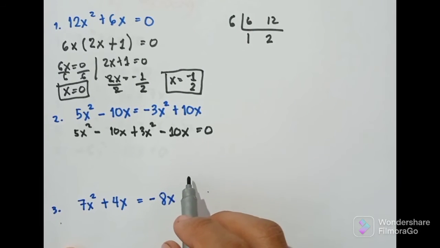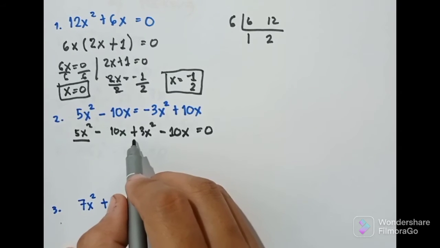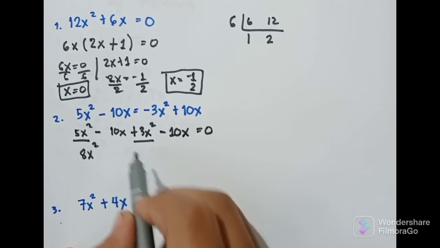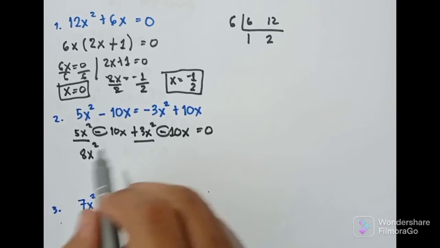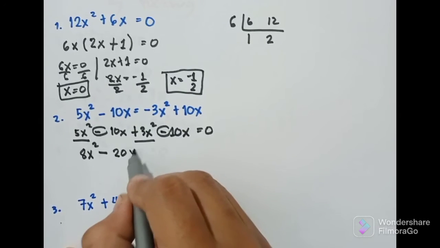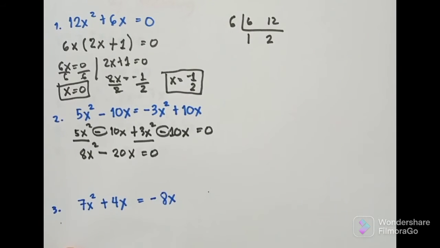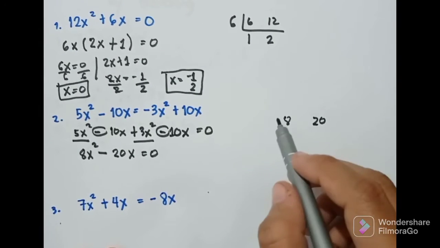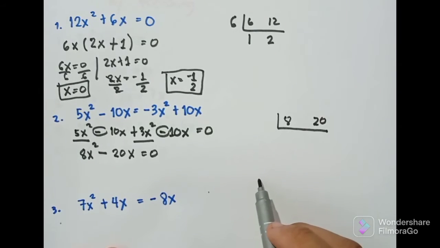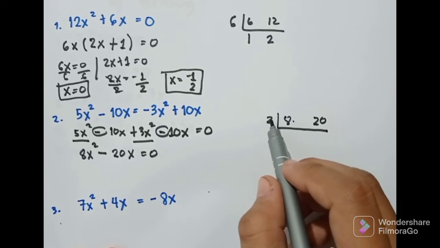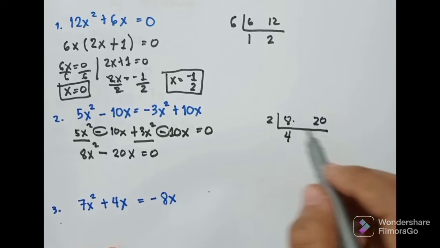Then, let us combine like terms. So, 5x squared plus 3x squared, ito ay, okay, 8x squared. So, parehas tong minus. So, therefore, copy natin yung sign, then we add 10 plus 10, so 20, then x is equal to 0. So, let us now find the GCF of 8 and 20. So, we have here 8 and 20. So, ano ba yung kayang i-divide sa 8 saka si 20? So, we have 2. Sige, try natin si 2. So, 8 divided by 2, that is 4. 20 divided by 2, that is 10.